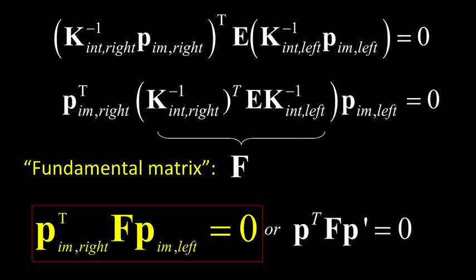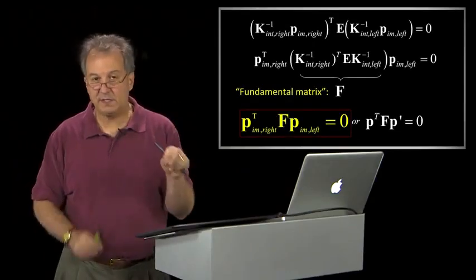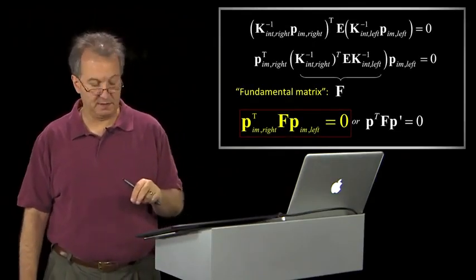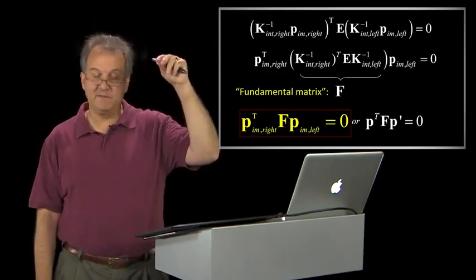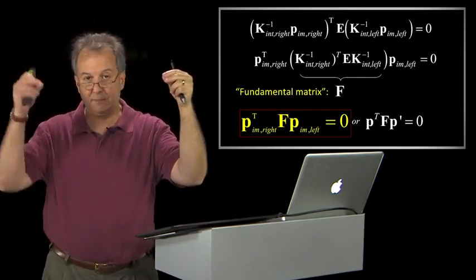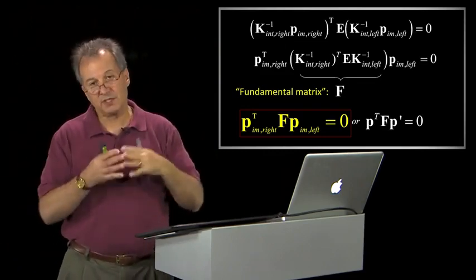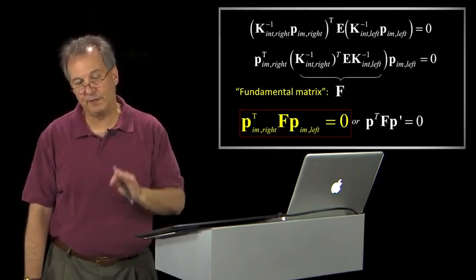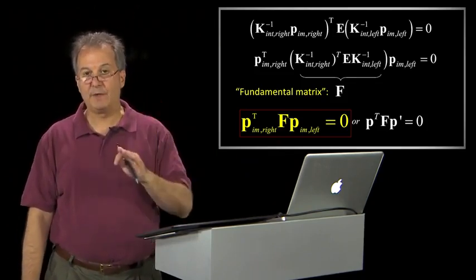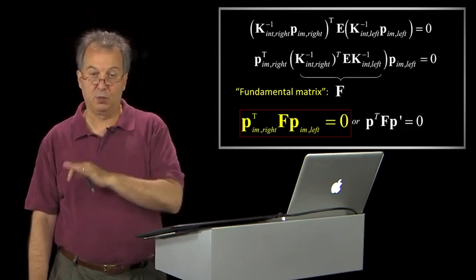Or this can just be written as P transpose F P prime equals 0. P in one frame, P prime in the other frame. It's the relationship between the points. Now, with this equation, I'm going to be able to do a lot of things. In a minute, I'm going to show you how we can solve for F. That is, if you give me enough points P and P prime that correspond, I'll be able to solve for F. But the other thing is, F is actually very powerful in terms of describing how the epipolar geometry works.